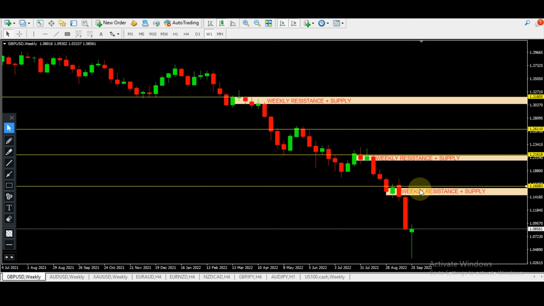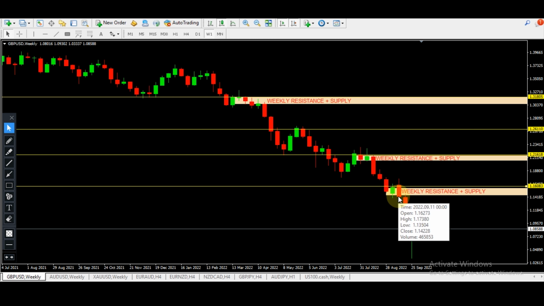So we can see at this resistance level, at this weekly resistance level, we also have got supply over here. So we expect the market to come over here, and then if the selling pressure is enough, we expect the market to sell off from here, since we have got a supply over here.